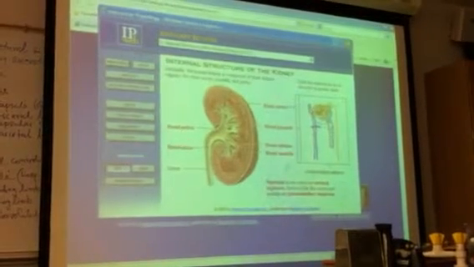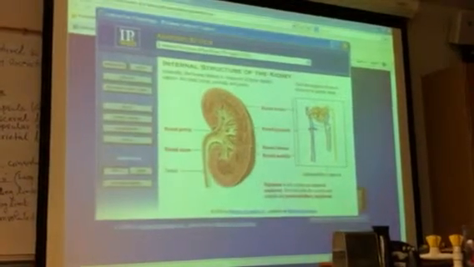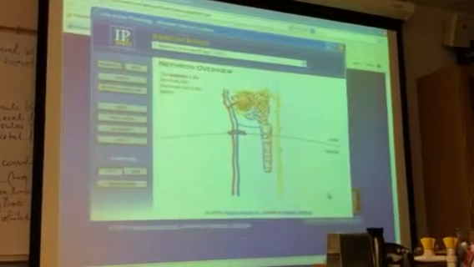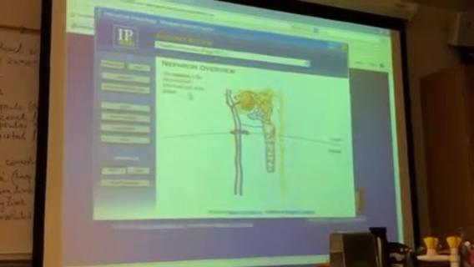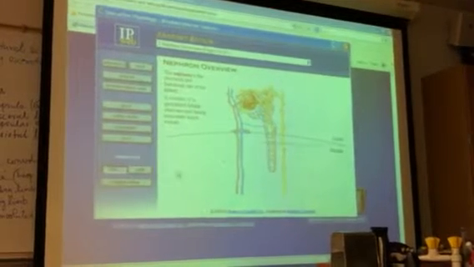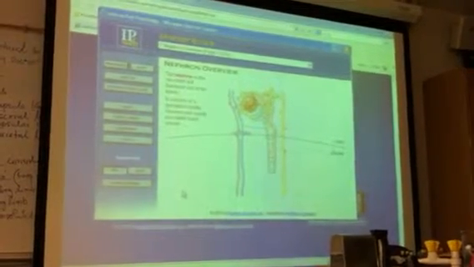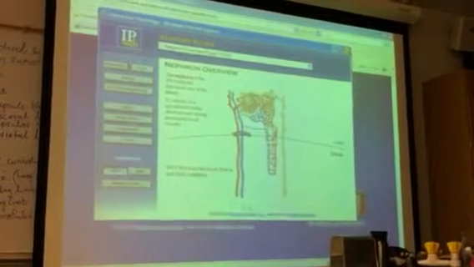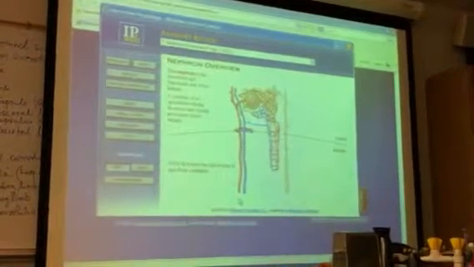Click the nephron to see its structure in greater detail. Here you see a juxtamedullary nephron. The nephron is the structural and functional unit of the kidneys. It consists of a specialized tubular structure and closely associated blood vessels. We'll first trace the blood flow to and from a nephron.